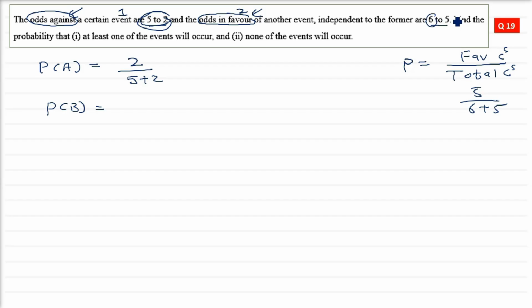The numerator will always contain the favorable event. So the first event will have 2 as the favorable cases. In the second event, 6 will be our favorable cases. The total cases will be the addition of these two. The first case, it will be 5 plus 2, that will be 7. And in the second case, it will be 6 plus 5, which is going to be 11. So this is now clear to you. The first event probability is 2 by 7. The second one is 6 by 11.